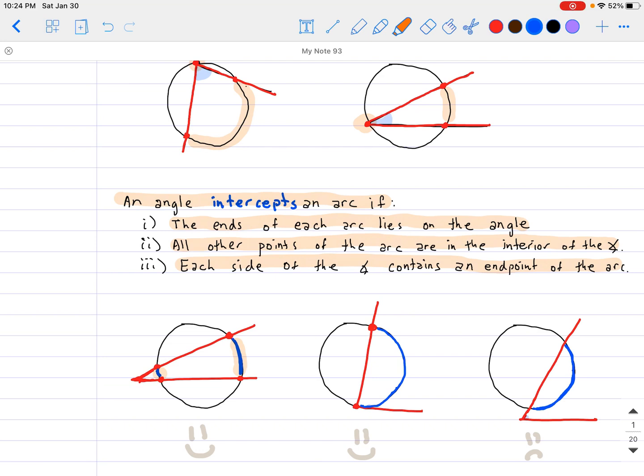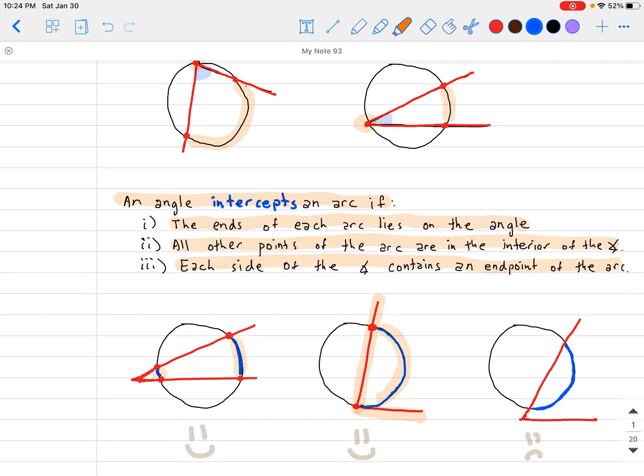The second one right here is considered a secant-tangent angle, because you have a tangent line, meaning that it touches the circle once, and then you also have a secant, which is going to contain a chord. But here, looking at the blue, don't look at the red part of it. That is going to be considered an intercept arc because, again, it follows all three conditions.